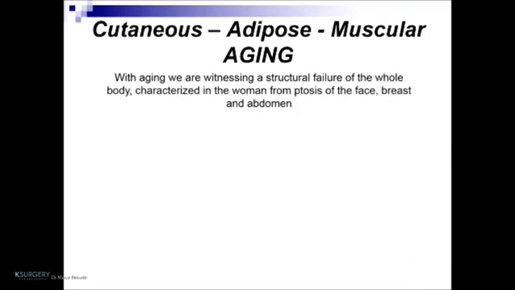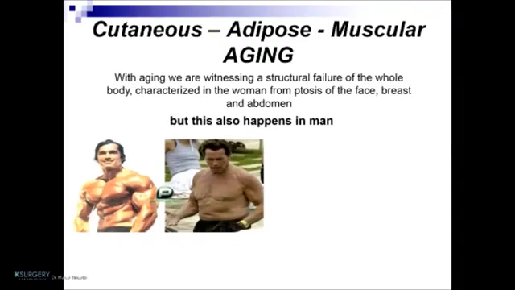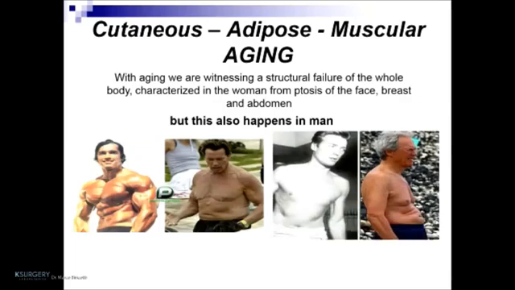So with aging, we are witnessing a structural failure of the whole body, characterized in women by ptosis of the face, of the breast and abdomen. But this also happens in men, like famous actors such as Arnold Schwarzenegger and so on.